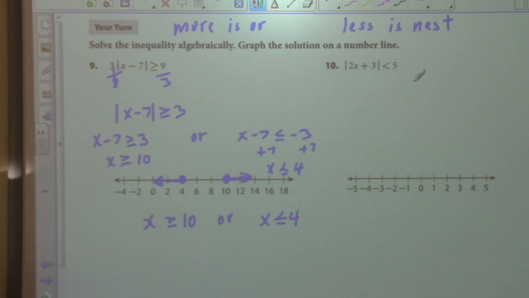Pardon me? I don't understand. Okay, what we did is we took this one right here and we separated it into 2 cases. We took away the absolute value brackets and we made this greater than or equal to 3. And here we took away the absolute value brackets and made it less than or equal to negative 3. And we just went and solved these.